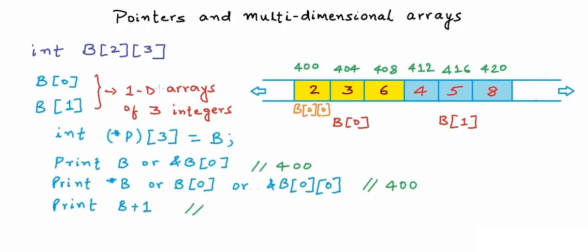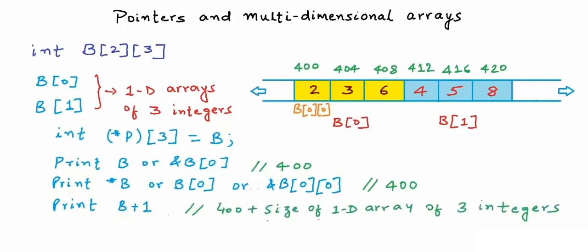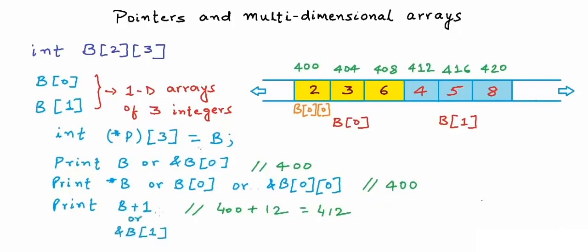B this time is returning us a pointer to a one-dimensional array of 3 integers. So if I do pointer arithmetic like adding plus 1, we are moving to the next 1D array of 3 integers. So we will be moving to address 400 plus the size of a one-dimensional array of 3 integers in bytes. So the output will be 412, which makes sense because B plus 1 is the same as ampersand B1, or address of B1, and address of B1 is 412.